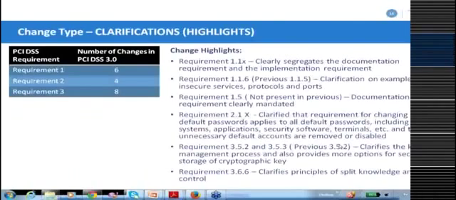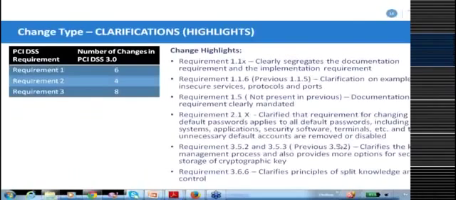Similarly, when we look at requirement 3.5.2, just to share in my presentation, wherever I have mentioned in brackets previous 1.1.5 or previous 3.5.2, this refers to PCI DSS version 2.0. What I have stated as the requirement is as per version 3.0.